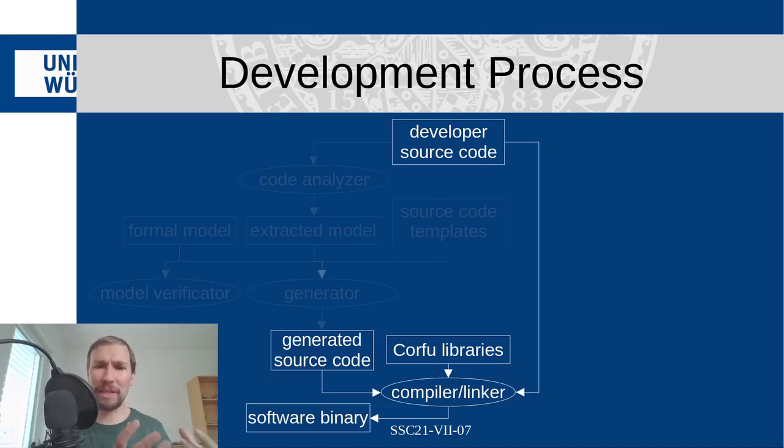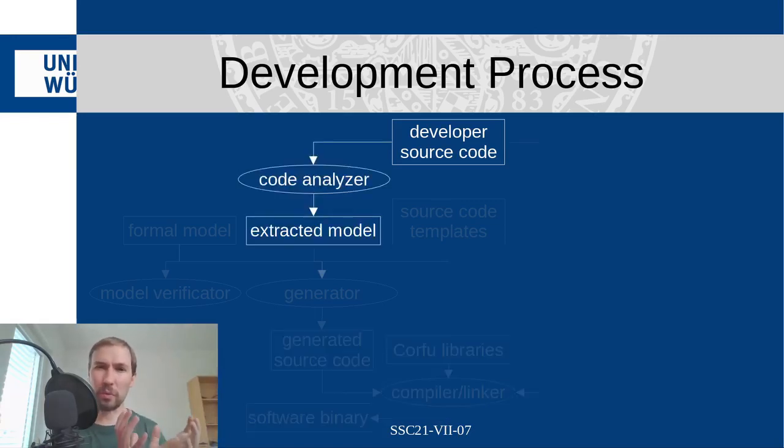So this is the classical model-based approach. We had our formal model, generating code, and compiling everything together. What we have here new is that we have a feedback from the developer source code to the model. So we have a code analyzer that extracts some information into an extracted model, which can then be used by the generator or at runtime.